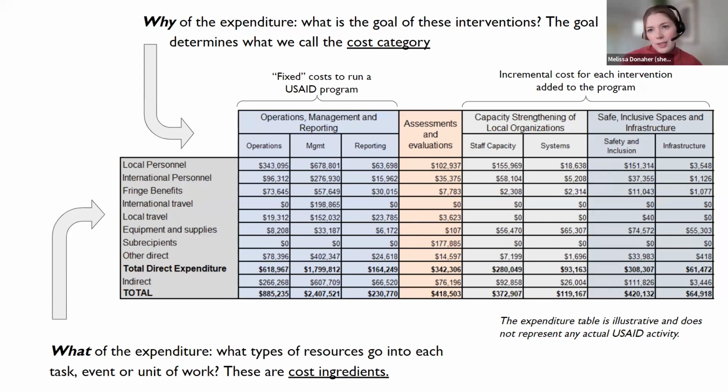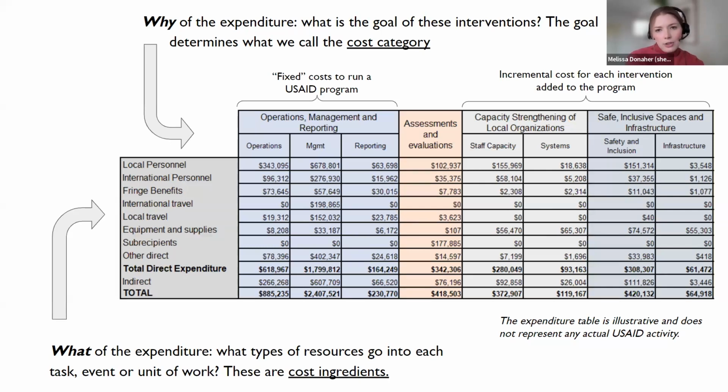So we already capture this information, but as of now, we don't have a way to see, when we look at financial reports, the why behind these expenditures, which is why we need the cost categories. In the table, you'll see the cost categories are what's listed across the top. These are the why behind a particular expenditure. So why did we hire this person? Why did we purchase this particular piece of equipment? The answers to these questions allow you to organize your expenditures into different cost categories.